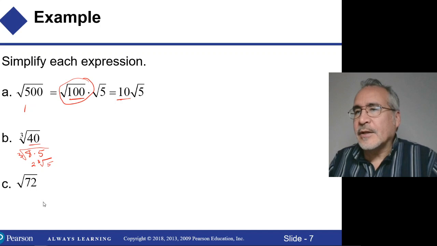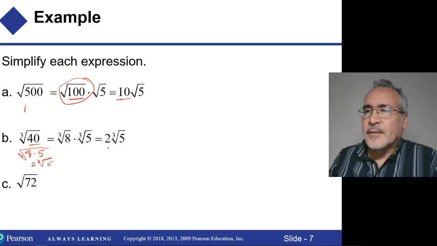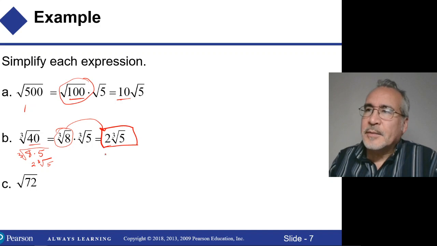Watch what they do. So yes, they break it down. 8 times 5 is 40, and we get it simplified. The 2 came out because the cube root of 8 equals 2. Nothing we can do with the 5. It's left in the house, so it's just got to be there. Okay, so this is a simplified expression.